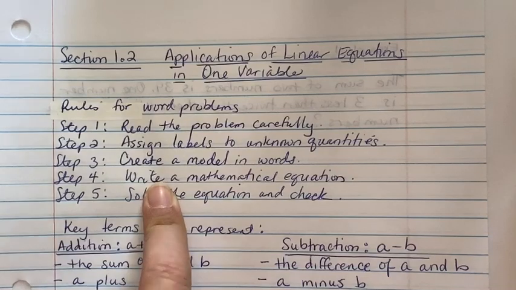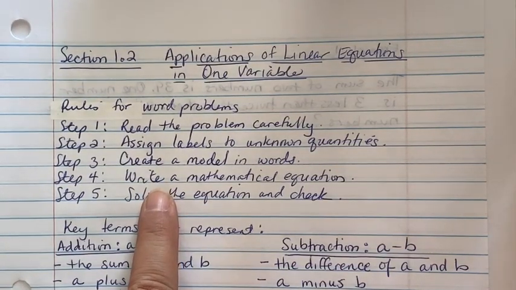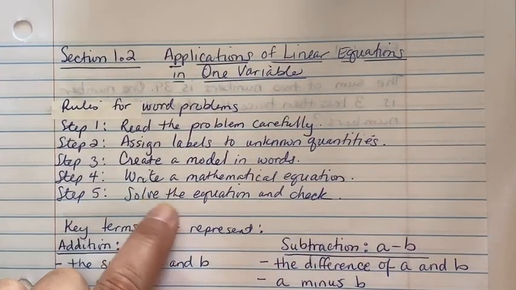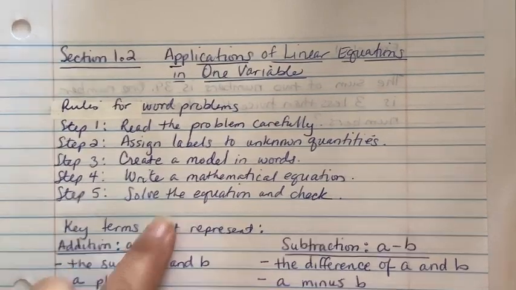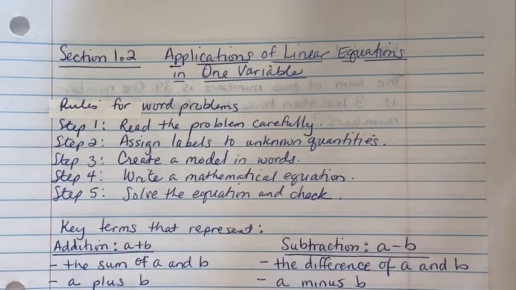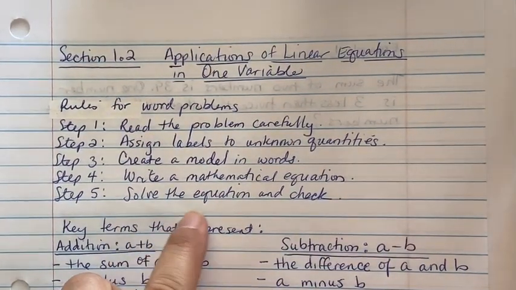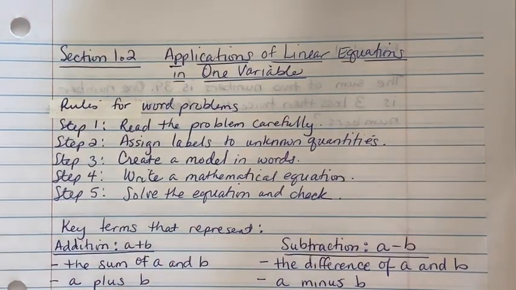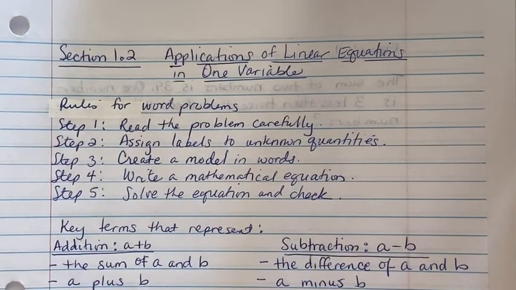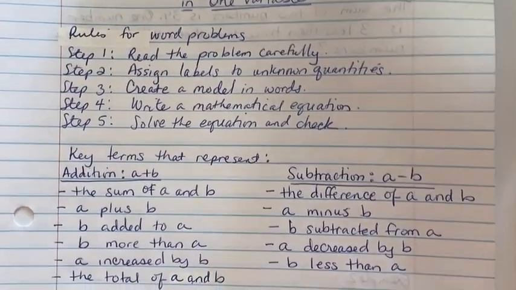Step 3, create a model in words. Basically, write it out in sentence form. Step 4, write a mathematical equation. Now it's when we're changing it to write the actual algebraic parts. Step 5, solve the equation and check. So before we can do any word problems, you need to know some key terms that represent certain phrases.